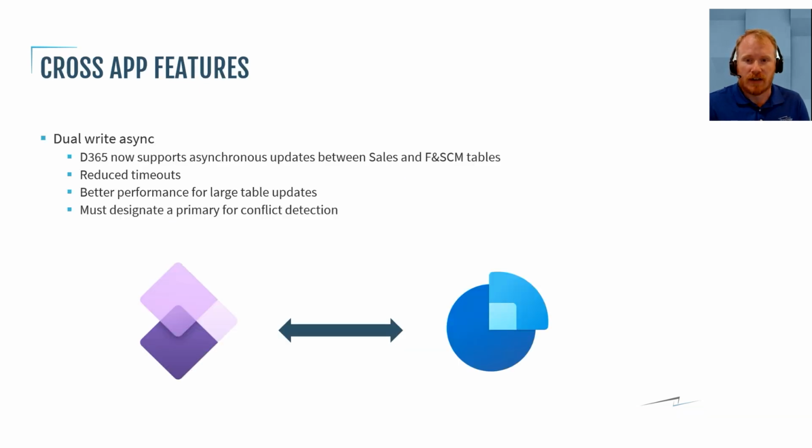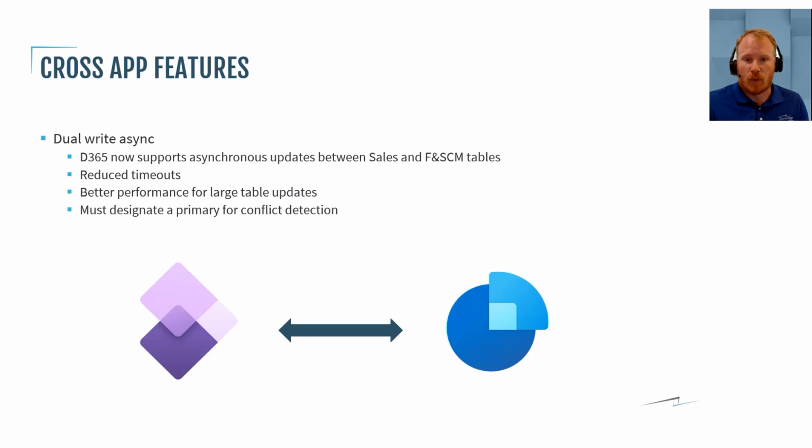These are features that typically go between two different apps or are available in two different apps. And really, there's just one new feature to speak of in this one, which is the introduction of async, or asynchronous, updates. This applies to updates between certain tables that need to change from finance to sales or sales to finance. In a nutshell, up until now, all table updates were done synchronously, which means in real time.